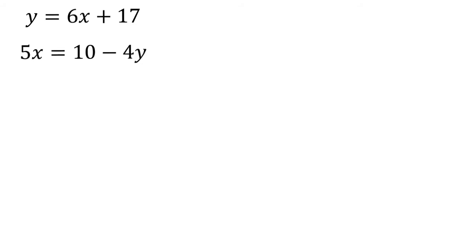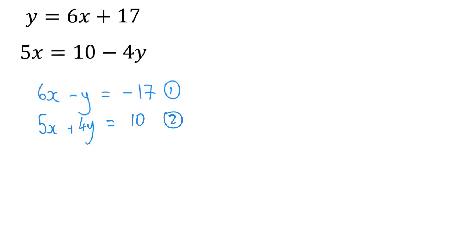If we bring the y to the right-hand side and the 17 to the left, we can write equation 1 as 6x minus y equals minus 17. So that's, bring the y over, it becomes the minus y. Take the 17 to the other side, it becomes the minus 17. And let's call that equation 1. Equation 2 then, if we bring the minus 4y to the left, that will become 5x plus 4y equals 10, and that's equation 2.